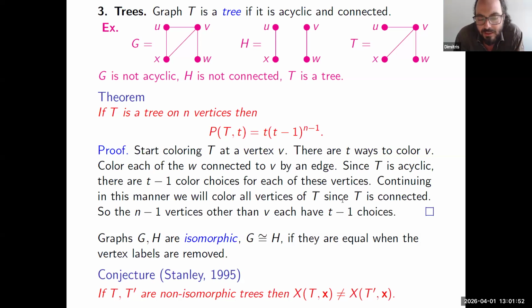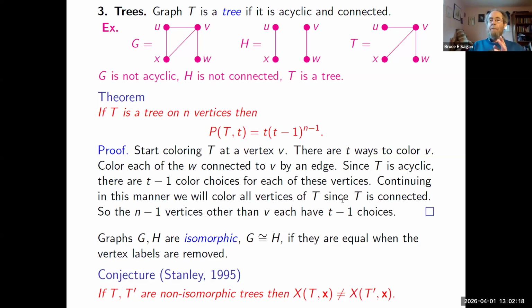But do you believe that the chromatic symmetric function could capture everything about a graph, or is it particular for trees? No, that's a very good question. In Stanley's original paper, he gave two non-isomorphic graphs which have the same chromatic symmetric function. So something special is happening for trees if this conjecture is true. It's not true in general.